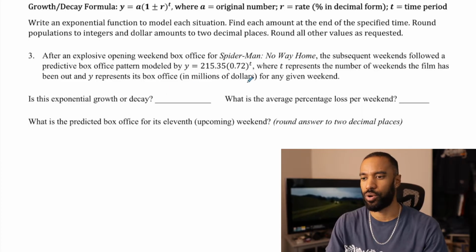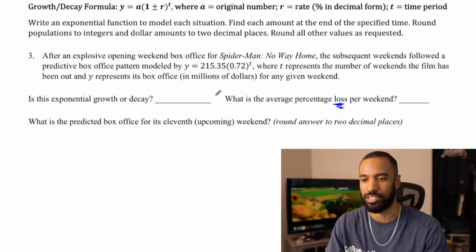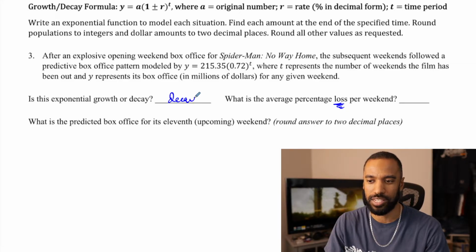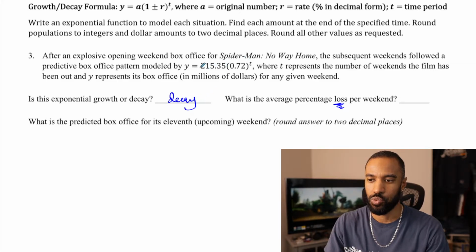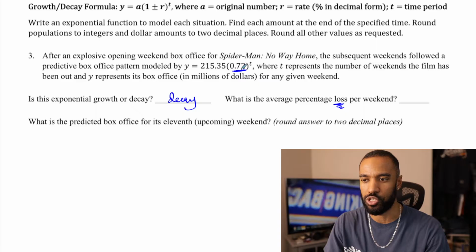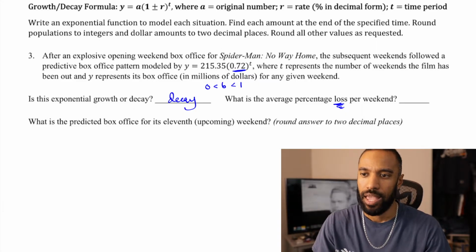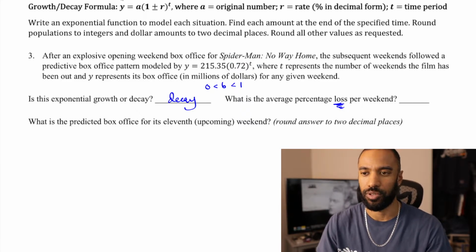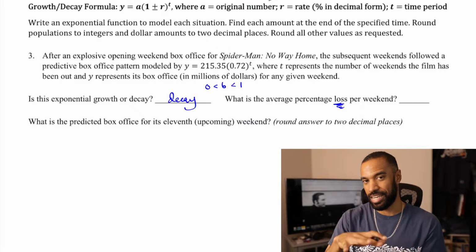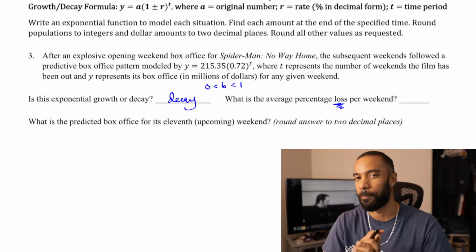All right, is this exponential growth or decay? What's the average percentage loss per weekend? Well, hearing loss, that must mean it's decay. But why is it decay, really? Because this is y equals ab to the x power, and b, the growth or decay factor, seems to be a number between 0 and 1. It's between 0 and 1, so it's decay. Every time you multiply by a fraction or decimal less than 1, your value is lessening, right? Something times 0.72 becomes something smaller.